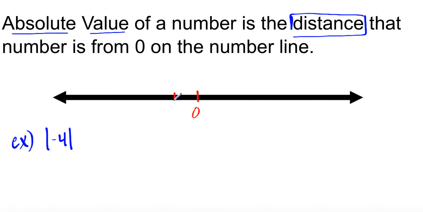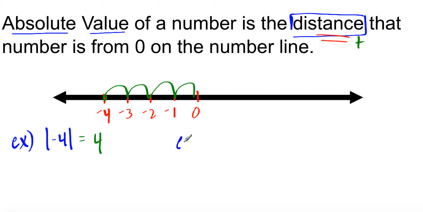Well, you can use the number line to help you find that. Here's 0, here's -1, here's -2, here's -3, here's -4. And those bars around the -4 mean absolute value, which means distance. I want you to think distance. And so if we count, -4 is 1, 2, 3, 4 units away from 0. It just happens to be 4 units to the left. But the distance is 4 units, and distance is always a positive number. So when you find the absolute value of a number, your answer should always be positive.